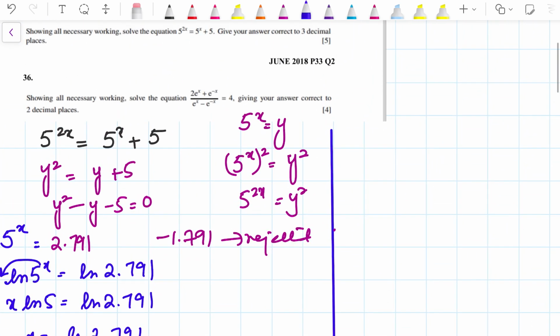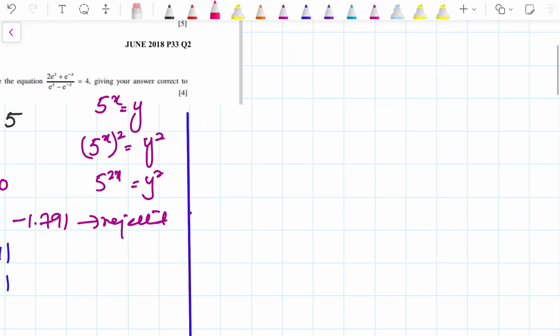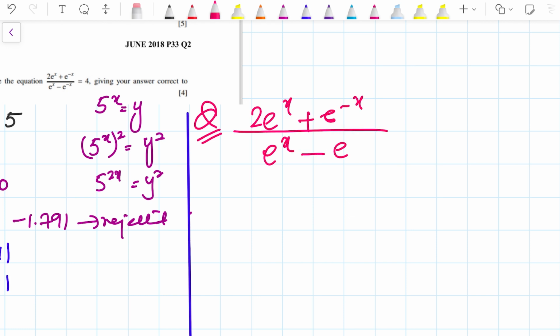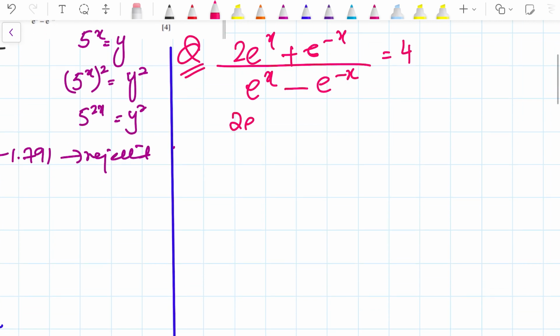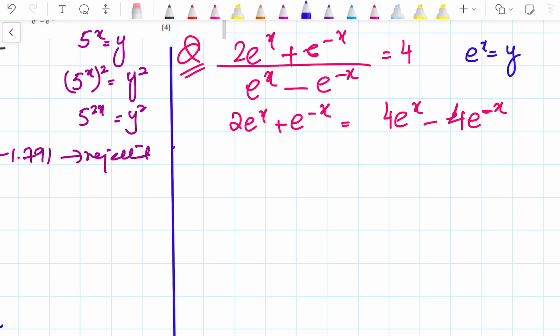Let's look at the next question. The next question says 2e power x plus e power minus x divided by e power x minus e power minus x equals 4. Cross multiply. Now once again, all plus and minus, I will take a substitution. What substitution will I take? I will take e power x equals y.